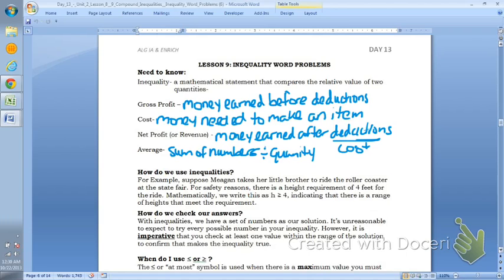For example, if I wanted to find the average of 3, 5, and 7, I would add 3, 5, and 7 and divide it by 3 because I have 3 numbers. That's the quantity.